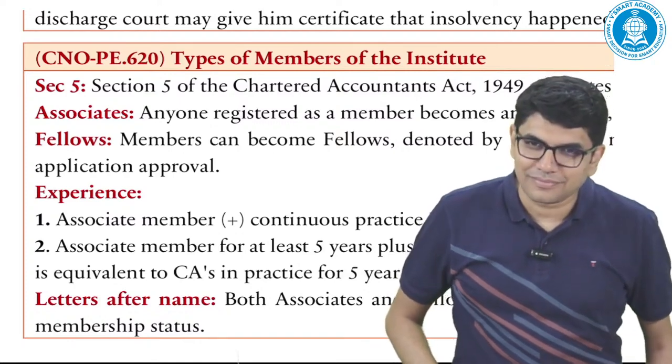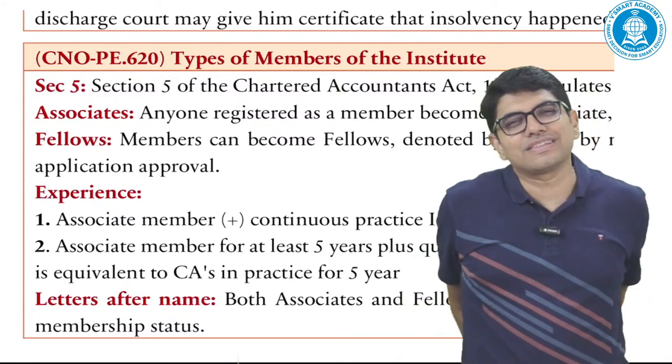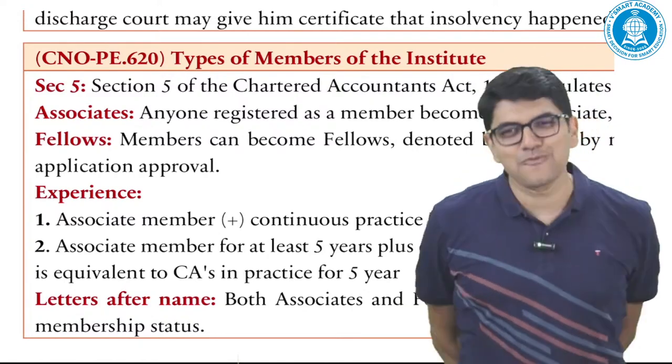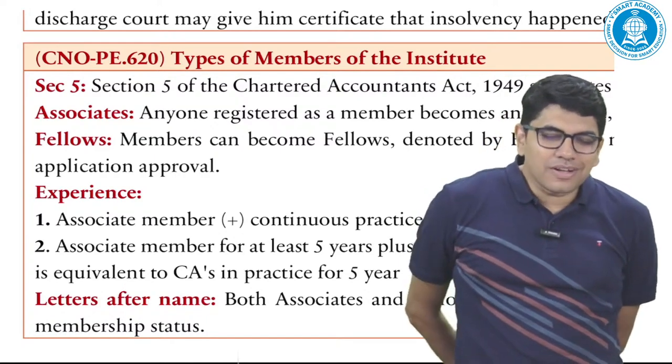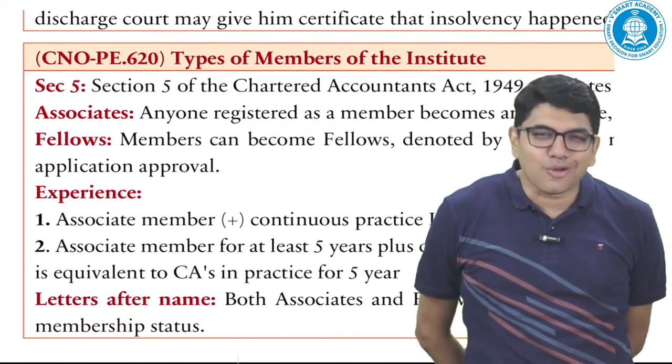Now, section 5 says that the moment you become a chartered accountant, your name will be written in the members register as Associate Chartered Accountant.